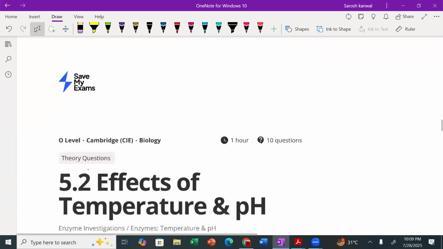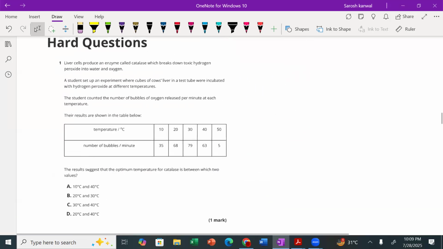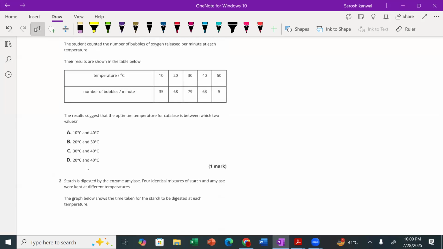The next question is for Laiba. Liver cells produce an enzyme called catalase, which breaks down the toxic hydrogen peroxide into water and oxygen. A student set up an experiment where cubes of cow's liver in a test tube were incubated with hydrogen peroxide at different temperatures. The student counted the number of bubbles of oxygen released per minute at each temperature. Their results are shown in the table. The results suggest that the optimum temperature for catalase is... Okay, Laiba, what is your answer?